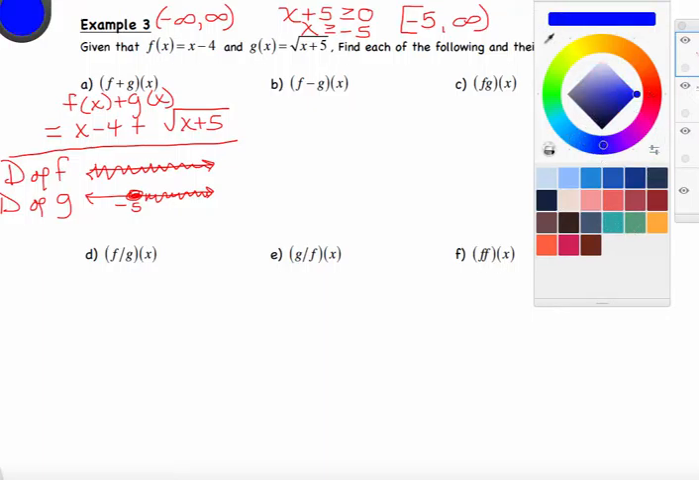domains, which would be right here. Both number lines are shaded in at this part. It's where they intersect or they overlap, or it's what they have in common. So the domain of your f plus g of x is this intersection right here, and that goes from negative 5 to infinity.